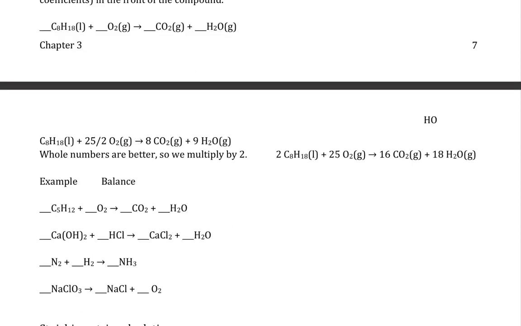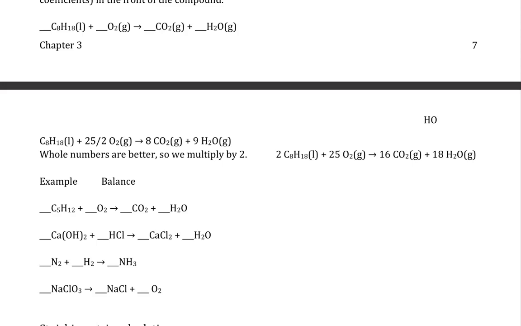Let's put the invisible 1 in the first blank. That's telling us 8 carbons, 18 hydrogens on the left side. So we have to have that same thing on the right side. So we would put a big 8 in the CO2 blank. We would put a 9 in the H2O blank because we have H2O, so 9 times 2 is 18.